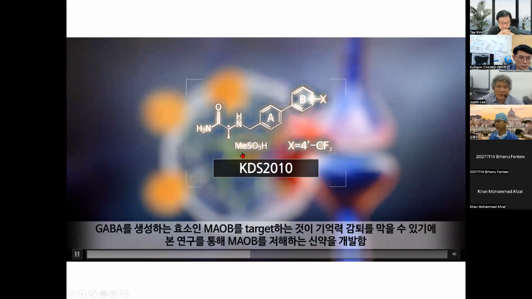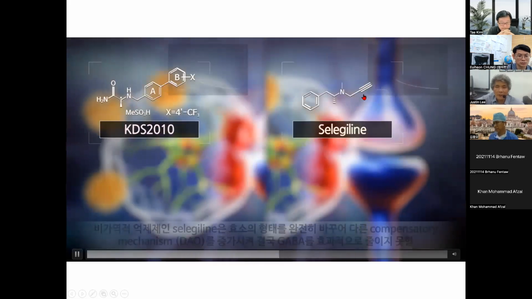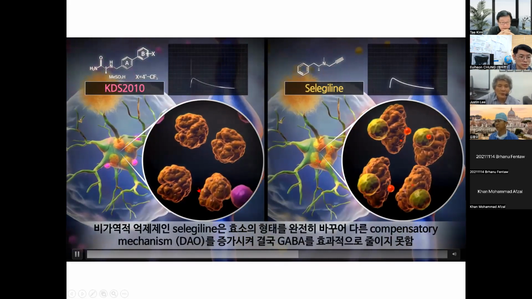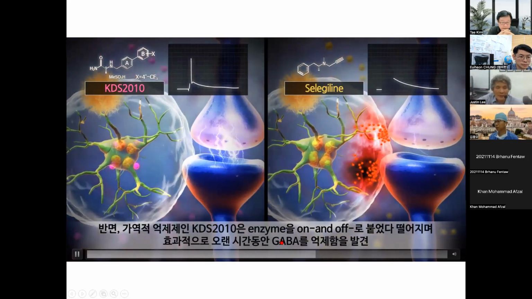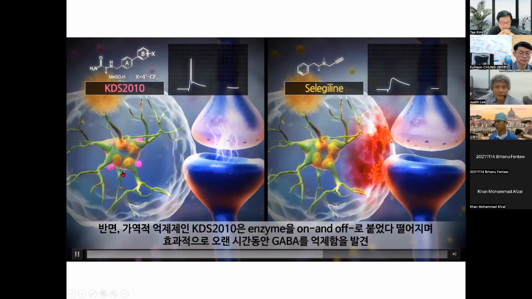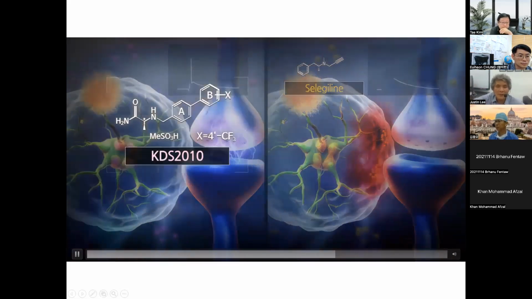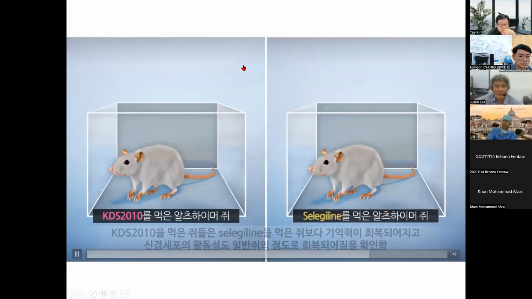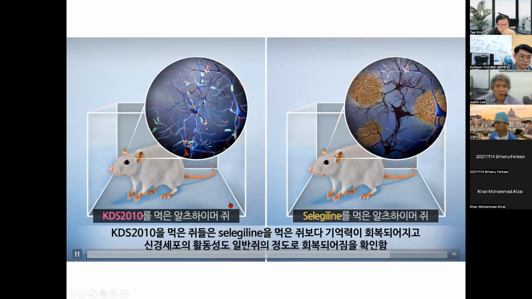So we developed this KDS2010, which is a reversible inhibitor compared to selegiline. Notice that selegiline has this triple bond here, which permanently blocks the enzyme, whereas KDS2010 doesn't have that. So that's why KDS2010 serves as a reversible inhibitor. KDS2010 binds to the enzyme, and it also gets off and on and off as a competitive inhibitor. And this drug turns out to have excellent druggability with excellent solubility and BBB permeability. And so KDS2010 was very useful for long-term treatment.